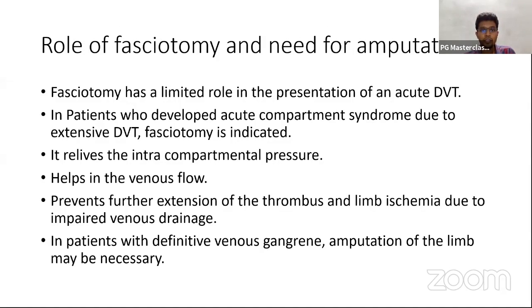Sir, role of fasciotomy and need for amputation. Fasciotomy has a limited role in the presentation of an acute DVT. In patients who develop acute compartment syndrome as an extension of DVT, fasciotomy is indicated to relieve the intracompartmental pressure, which helps in establishment of venous flow and prevents extension of thrombus and limb ischemia due to impaired venous drainage. In patients with definitive venous gangrene and an unsalvageable limb, amputation of the limb may be necessary.